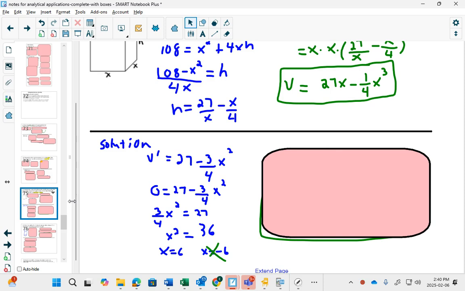And -6 just doesn't make sense in the situation of the question. Do you understand that you can't have a base length of -6?